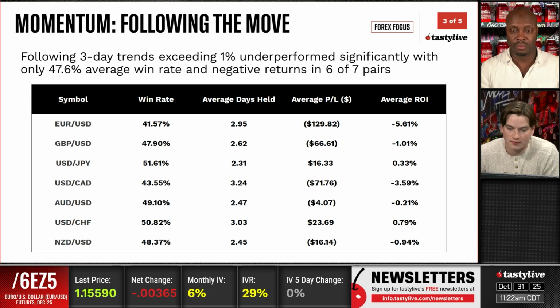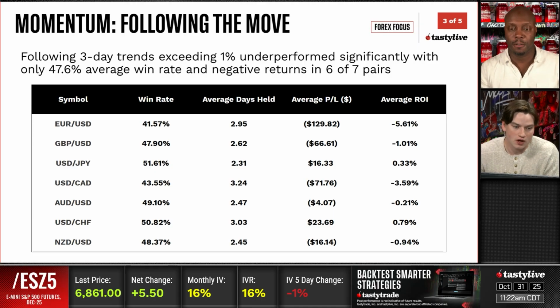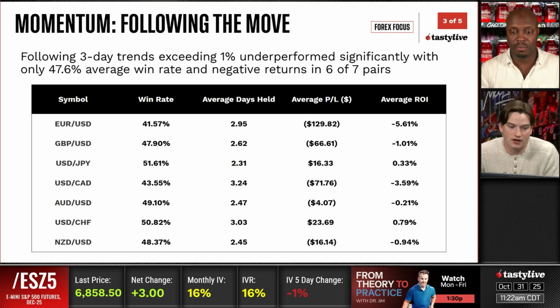And this average ROI takes into account that you see bigger swings in the euro and the Canadian dollar because those are the lowest margin pairs, the highest leverage pairs, whereas the Japanese yen and the British pound are the most stringent. So here we're seeing less success, with a sub 50% average win rate and negative returns for most of those pairs.